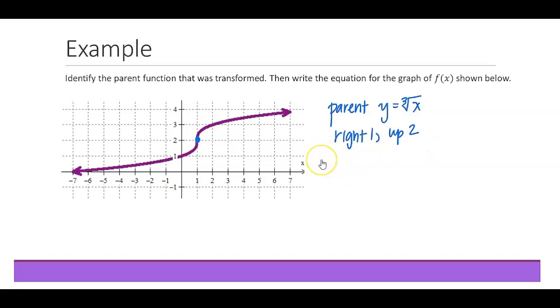So if we want to go ahead and write the function that represents this graph, f of x would be the cube root of x minus 1. So just like last time, right 1 goes with the x, and because it's right, we have to put -1. And that's underneath the cube root. And then since we're moving up 2, the +2 has to be on the outside of the cube root function.